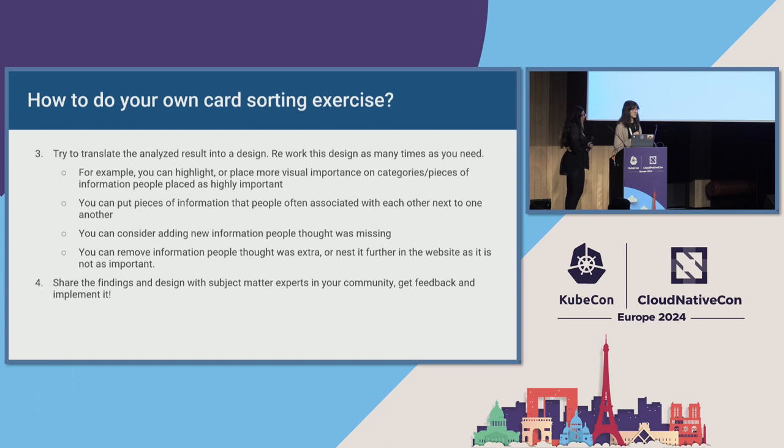And then try to analyze those results. This is where having a designer really helps. Try to translate those results from the card sorting into whatever interface you're making. So you can place highly relevant things as more visually important, like maybe add some more contrast, make it bolder. For less relevant pieces of information, you can minimize them, push them off to the side. Things of the sort. Consider adding new information where people thought it was missing.